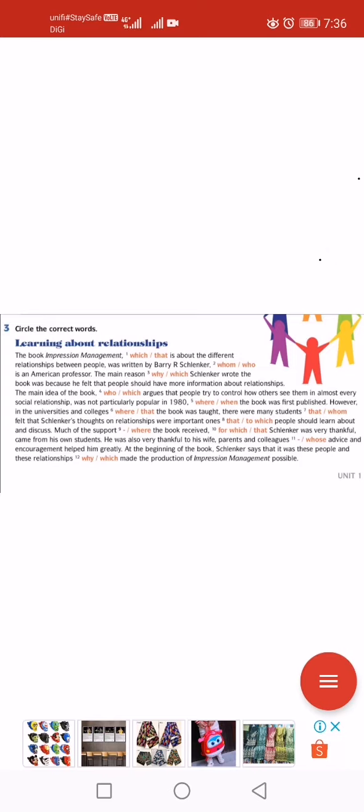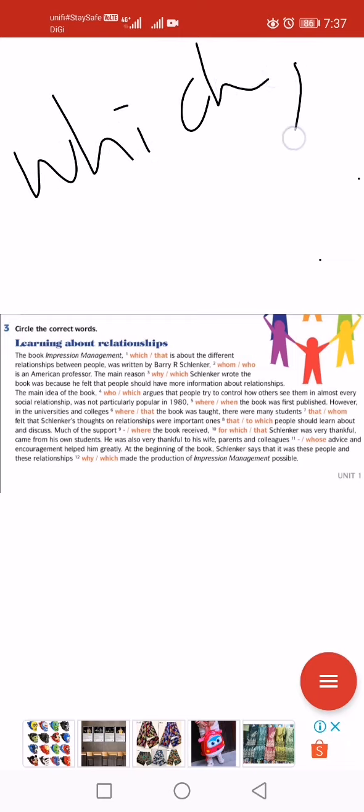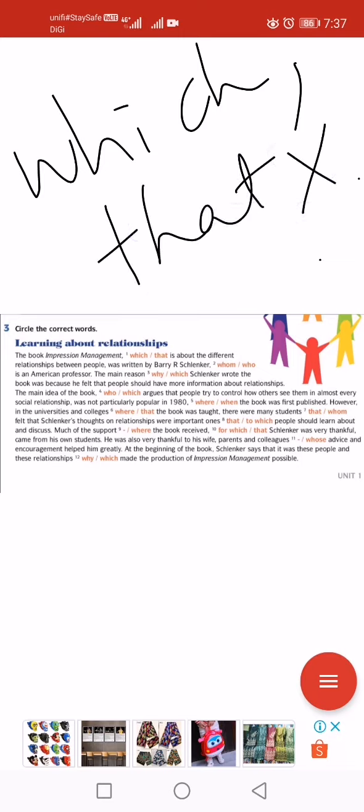Okay, let's look at the first question. The book Impression Management, you see there's a comma, which or that. Remember just now I told you, which is for non-defining clauses, so there is a comma, whereas that is for defining clauses, no need to put a comma. So the first answer is which.